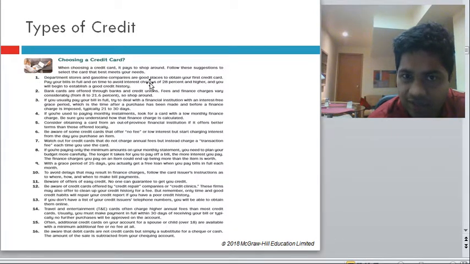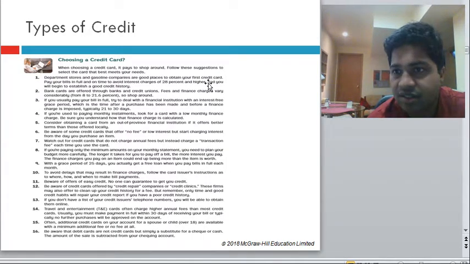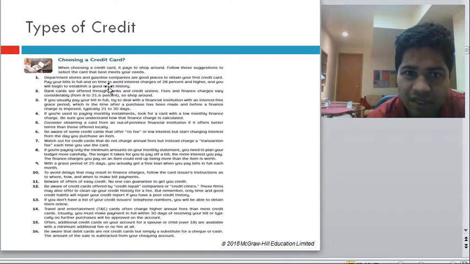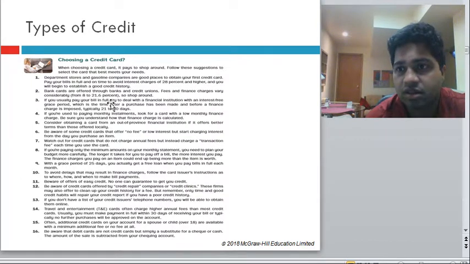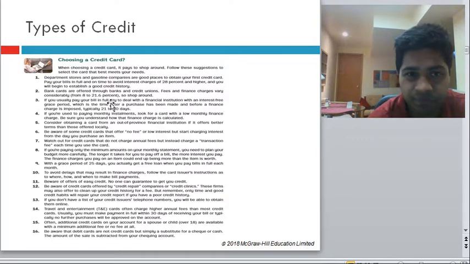Department store and gasoline companies are good places to obtain your first credit card because they are not as stringent as banks. Pay your bills in full and on time to avoid interest charges of 28% and higher, and you will begin to establish a good credit history. So this is important. Bank cards are offered through banks and credit unions. The interest rate is a little lower than the department store cards, around 21%. So it is significantly different.